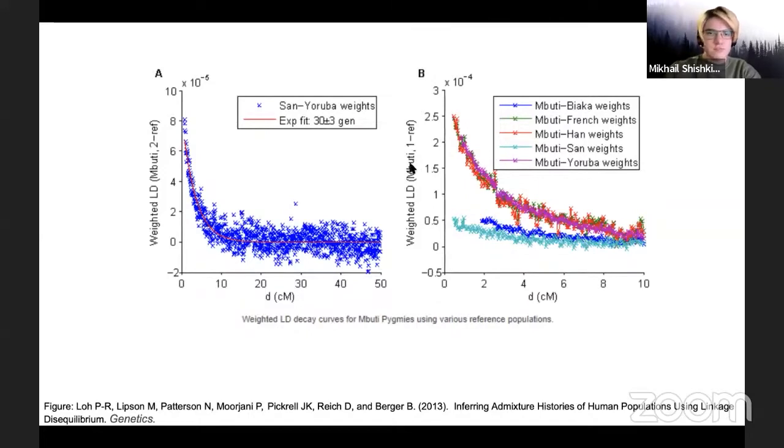For example, here we have some plots from an article about a method implemented in the ALDER software. Here we have estimated curves of weighted linkage disequilibrium for different genetic distances, and just by fitting these curves to theoretical equations, we can estimate admixture times. The method implemented in ALDER can estimate time only for the most recent admixture event, and it uses only 2 locus LD.